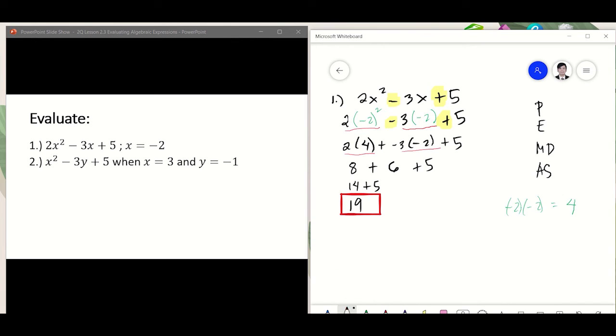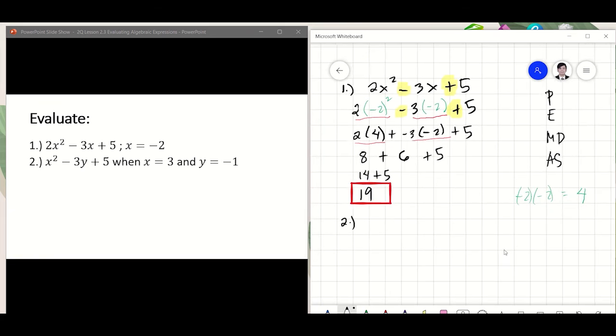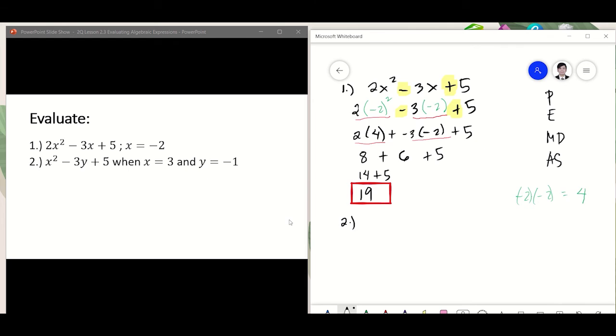Okay, let's have number 2. x squared minus 3y plus 5 when x is equal to 3 and y is equal to negative 1. So first thing to do, copy the given expression, x squared minus 3y plus 5. Then substitute 3 to x. So don't forget to enclose it with a parenthesis. Then you have the square here.